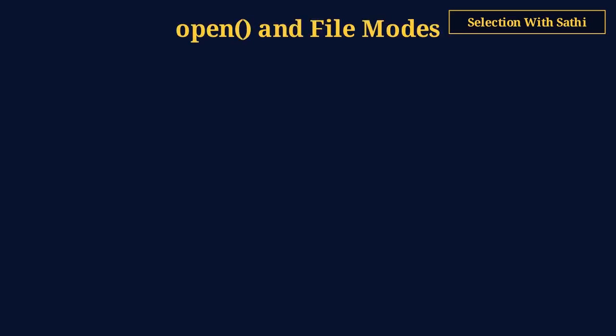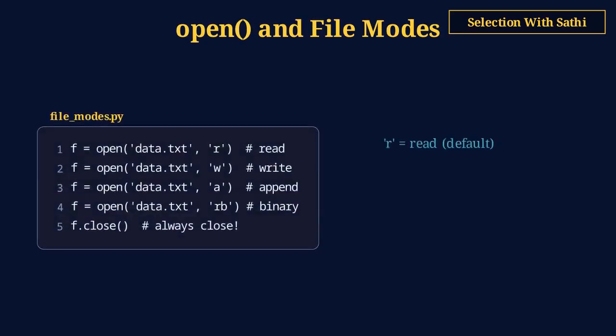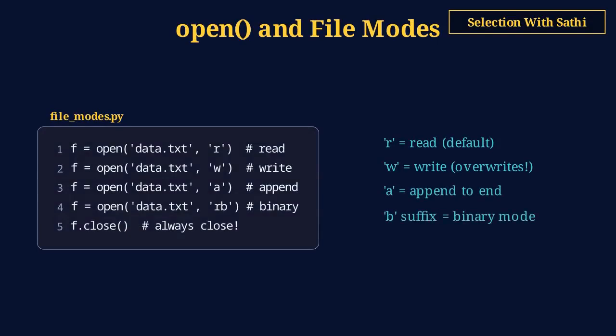The open function opens a file. The first argument is the file name, the second is the mode. R for reading, the file must exist. W for writing, creates a new file or truncates an existing one. A for appending, adds to the end. Always close the file when done to release system resources.